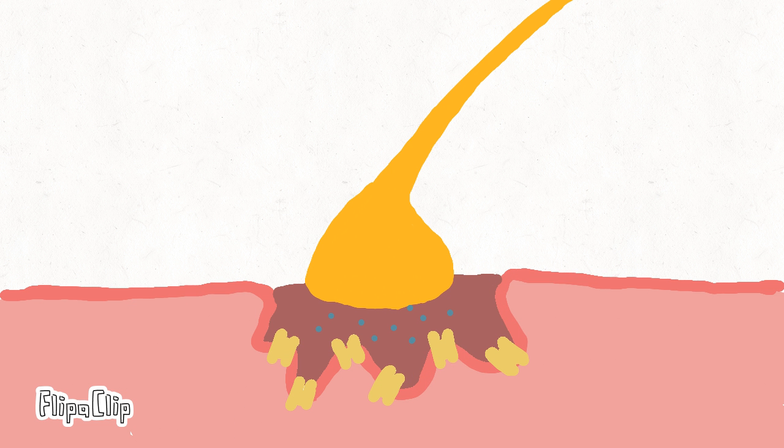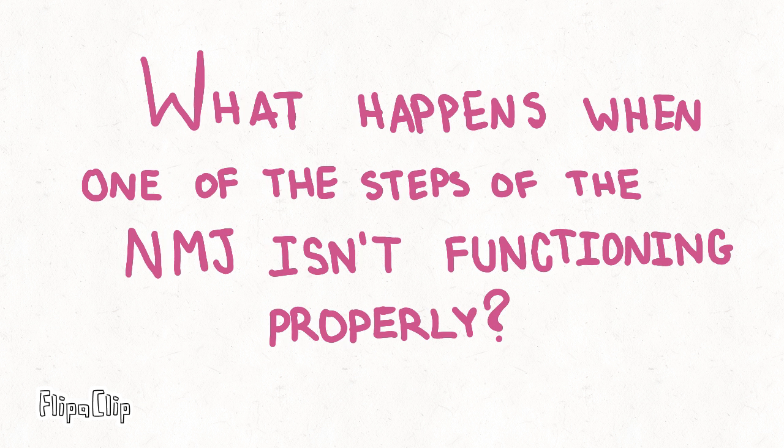After the muscle contracts, an important enzyme called acetylcholinesterase breaks down the remaining acetylcholine, ending the synaptic activation and giving the muscle time to relax. So, this is the process that happens when the neuromuscular junction functions correctly. But what happens when one of the steps of the neuromuscular junction isn't functioning properly?